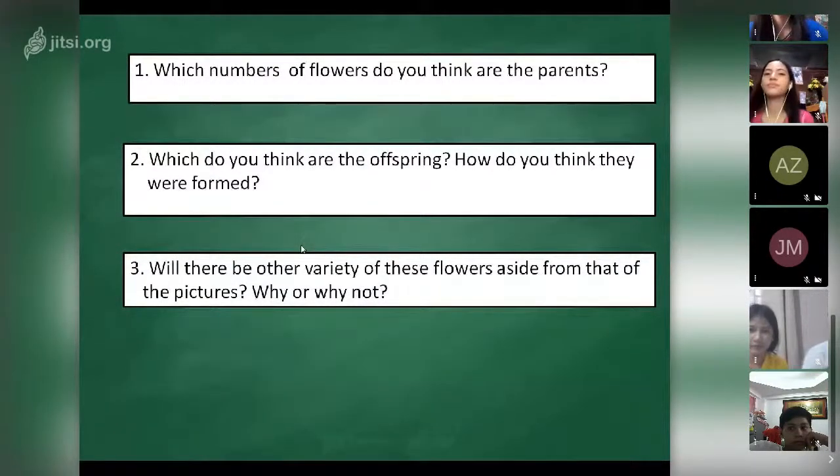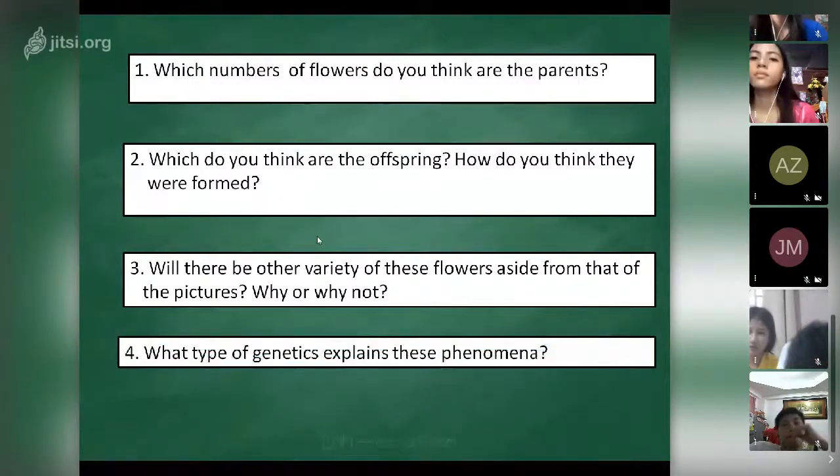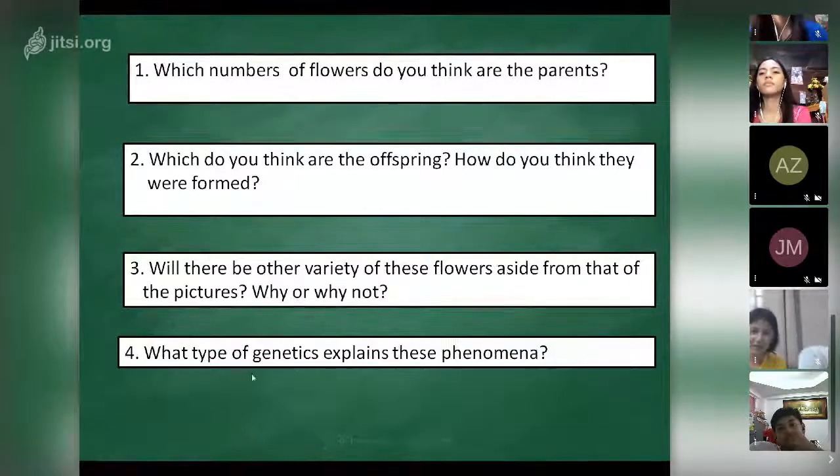Will there be another variety of this flower aside from that of the pictures? For you, class, will there be another color aside from the pictures? Chia? Sir, yes. Now, this one, what type of genetics explains this phenomenon? Why are there a lot of colors even if they are the same species? Okay, we're going to find out later.